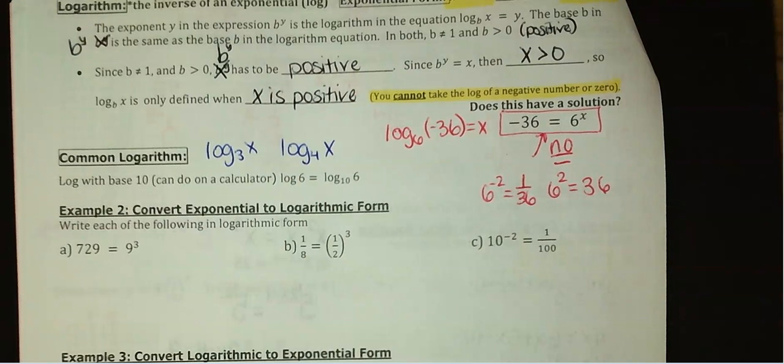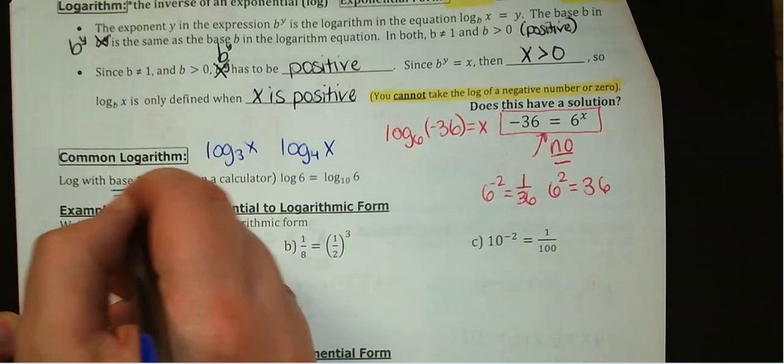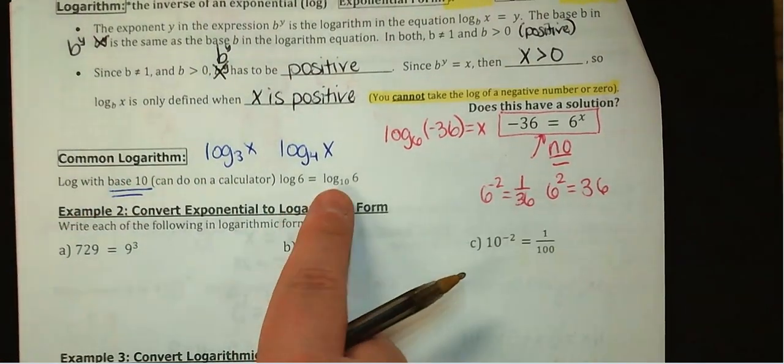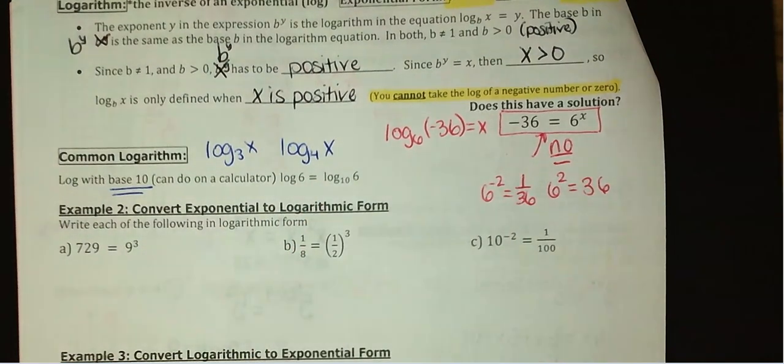If you just see the word log, that's called a common logarithm, and you can assume that it has base 10. So if I just literally had the word log 6, that's equivalent to the log base 10 of 6. If it has a base of 10, typically that's not written into the problem. So if you ever see just a log with no little subscript, then you can assume the base is 10. That's called a common logarithm. And I do have that in a couple problems.